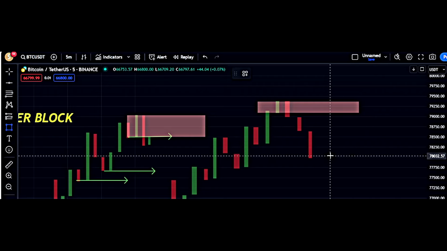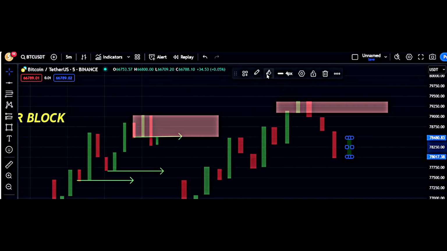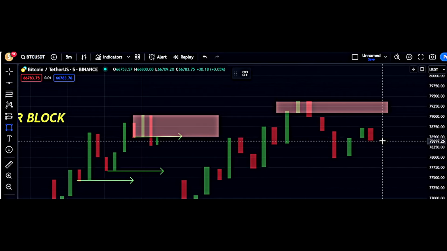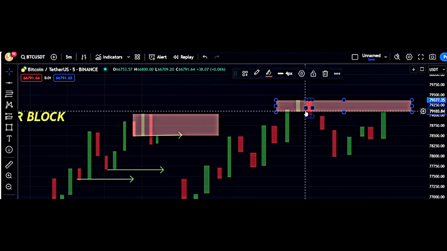So what will ideally happen? The market might come here. Then again the market might come here, go above, then it might fall, then it might come above like this. And here you need to take an entry. So your stop loss would be minimum.